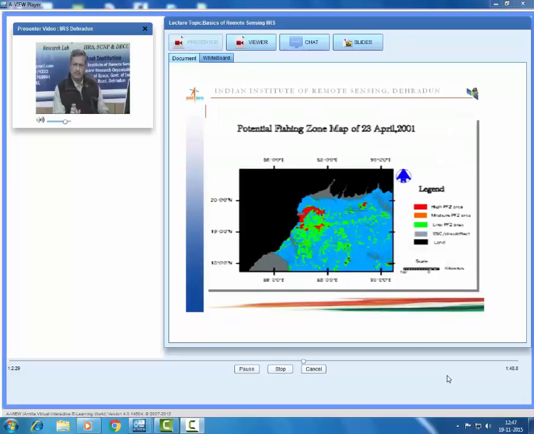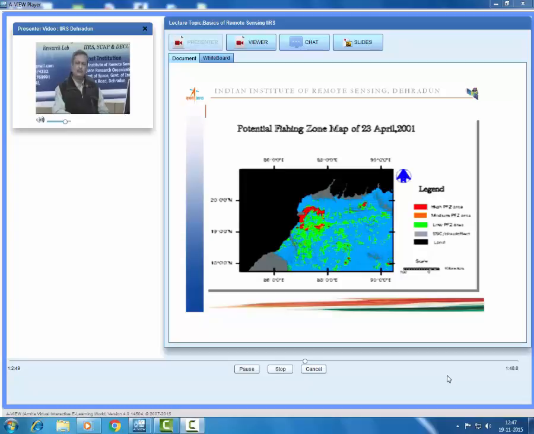Putting them together in the GIS, we try to see the potential zone map of this region on 23rd April 2001. See all the red color, it is following a GIS. So this is the high PFZ area, then intermediate PFZ area, low PFZ area. So chances of getting fish are more in this region.